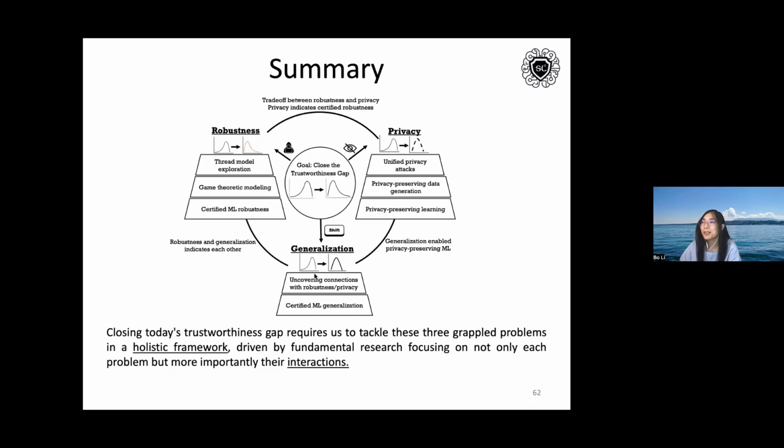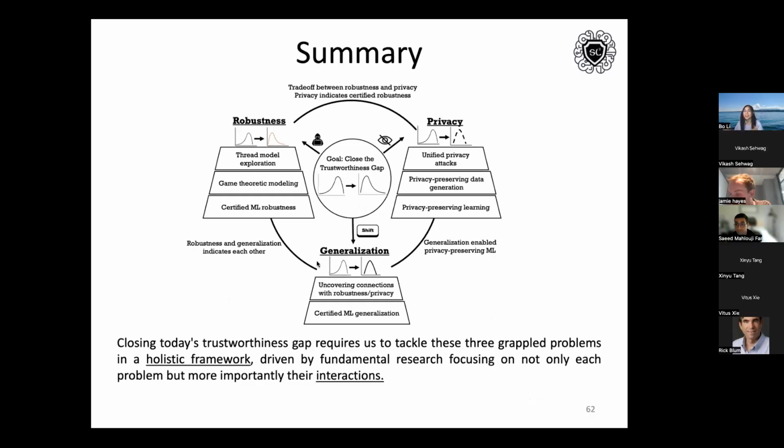I will put the summary slide here. Basically, in this talk, I wanted to show that everything is connected and give an example with robustness, but all the principles I mentioned about robustness can be applied to privacy, generalization, and other things. So I think that's a very promising direction we can follow for unified principles for trustworthy machine learning.